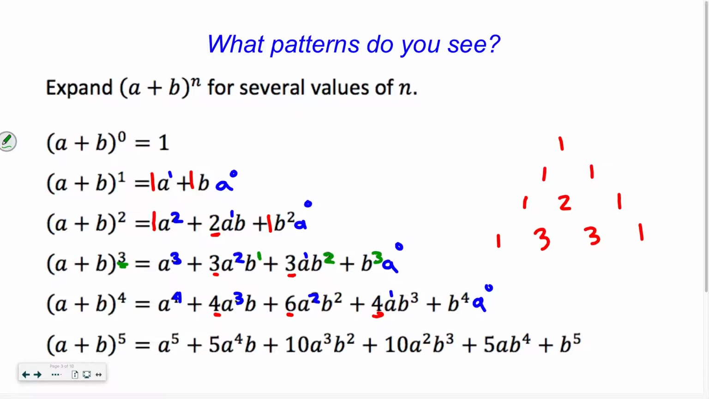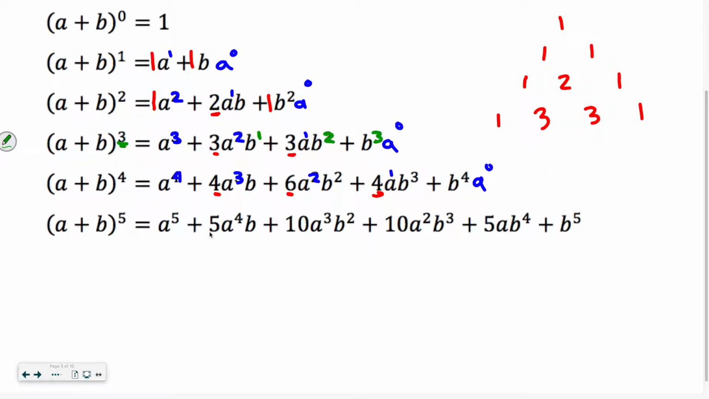Let's look at this one that has a power of 5. 5 plus 0 is 5. 4 plus 1 is 5. 3 plus 2. 2 plus 3. 1 plus 4. 0 plus 5. Okay, any others that you noticed?